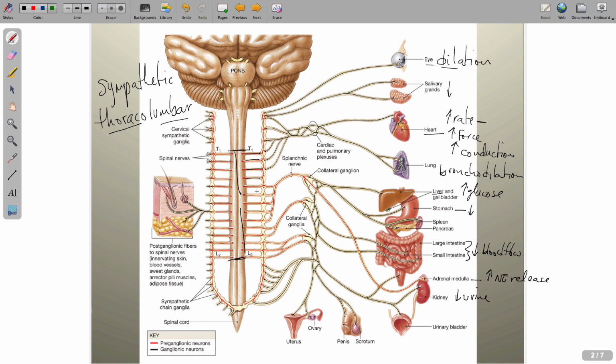I want you to associate, we're going to see this in greater depth here in a few slides, but I want you to appreciate that as the nerve leaves the spine, it connects to this bundle here, and this bundle is called a single ganglion.